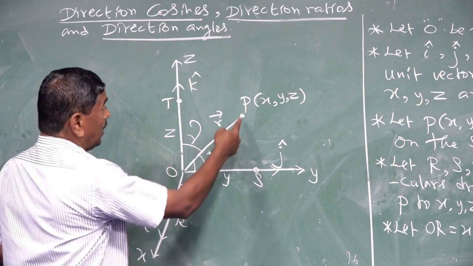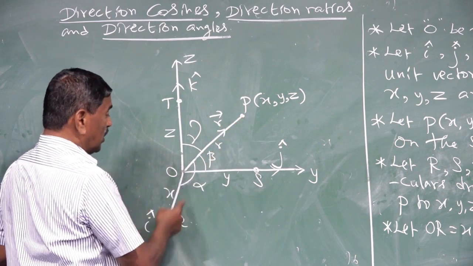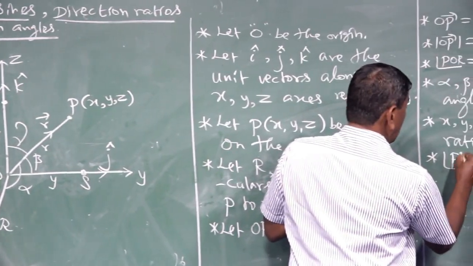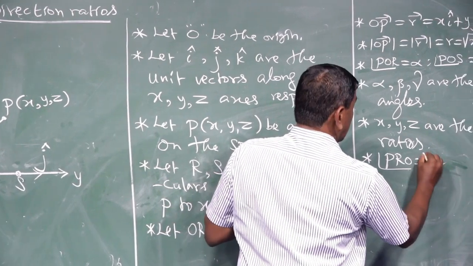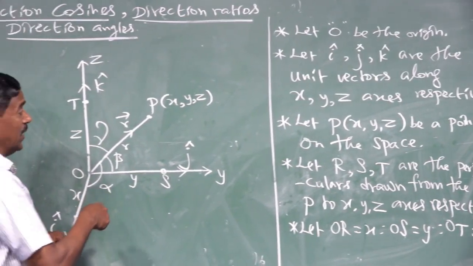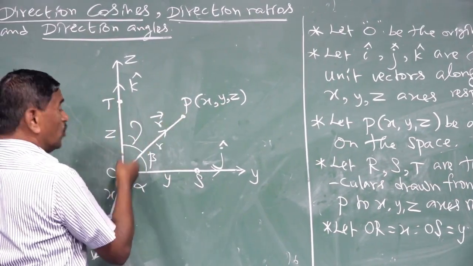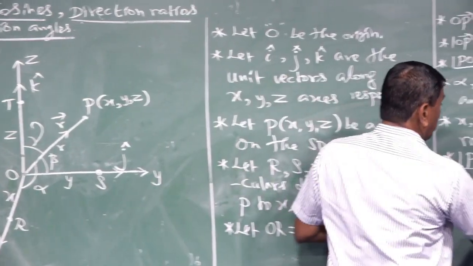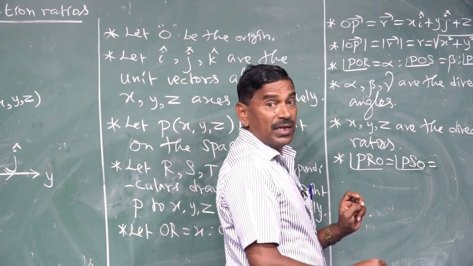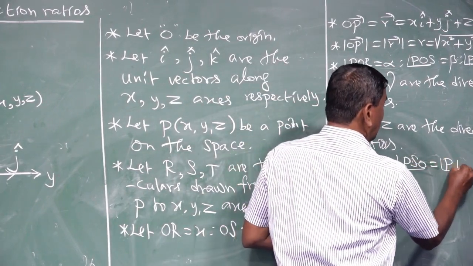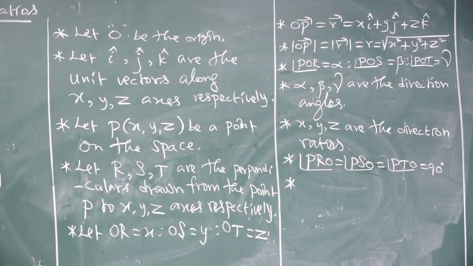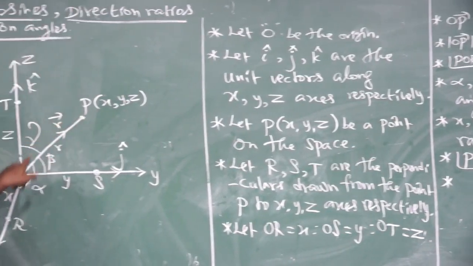Therefore, the measurement of angle PRO is equal to 90 degrees. Similarly, the measurement of angle PSO is equal to 90 degrees, and the measurement of angle PTO is equal to 90 degrees. Now, let us consider the triangle POR.